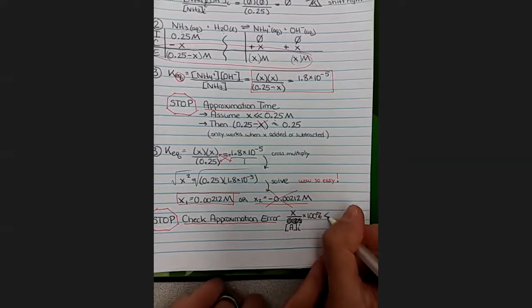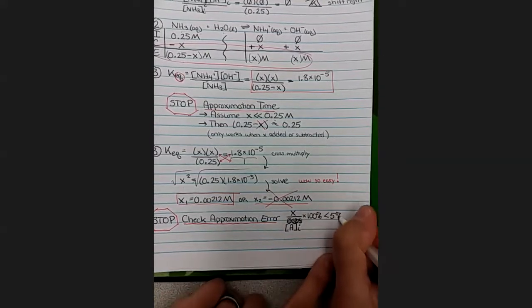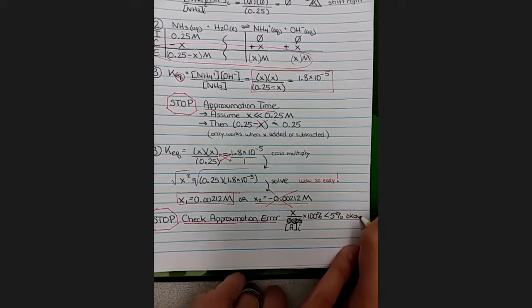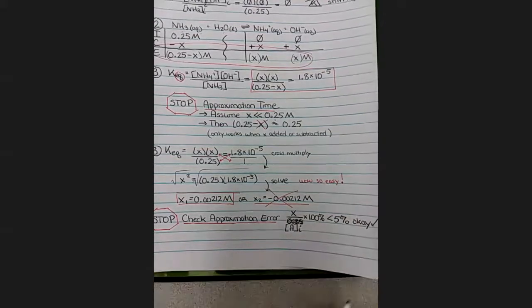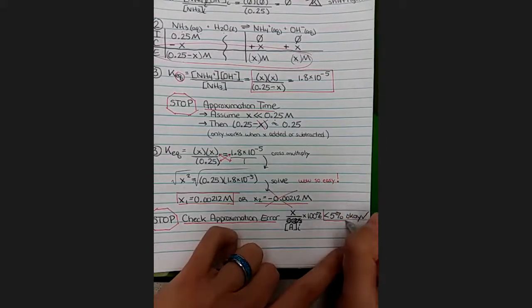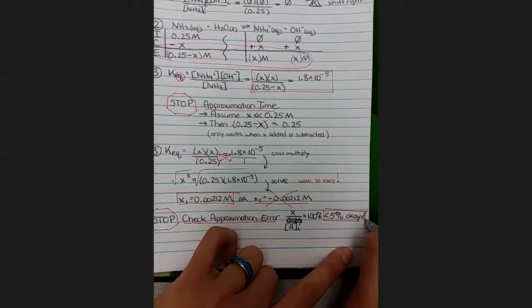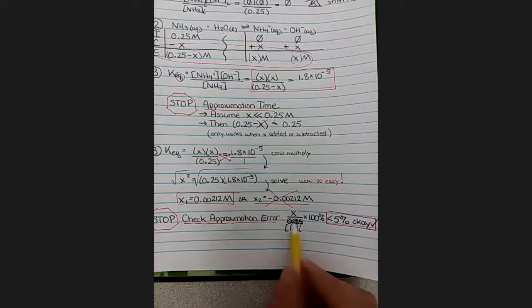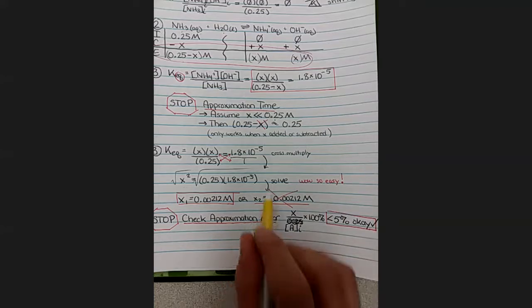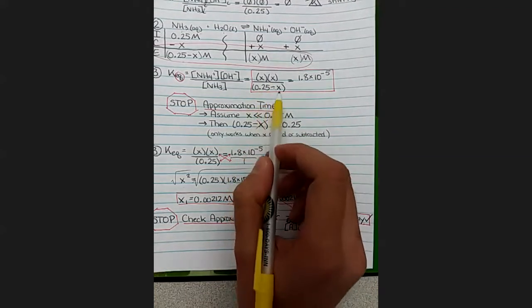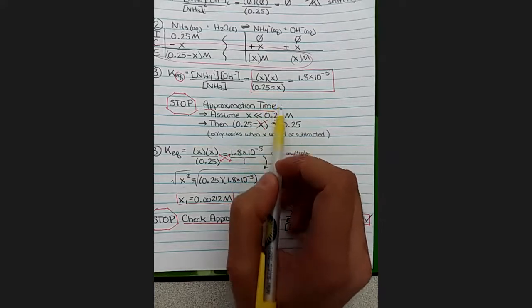If this number that you find is less than 5% error, that's okay. Less than 5% error is acceptable. We're willing to put up with that to not have to do the quadratic equation. But if this number is greater than 5%, then you're going to have to go back and do your foiling again with the full equation with the x in it and the quadratic equation.